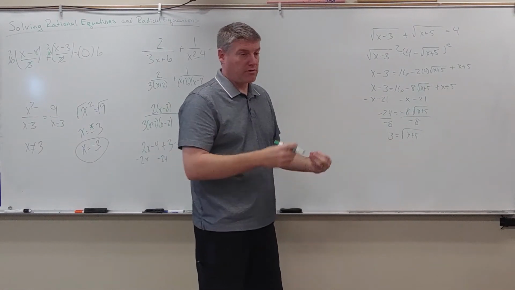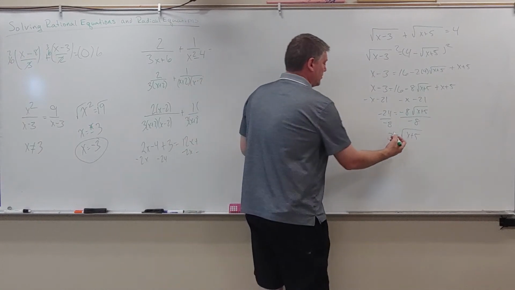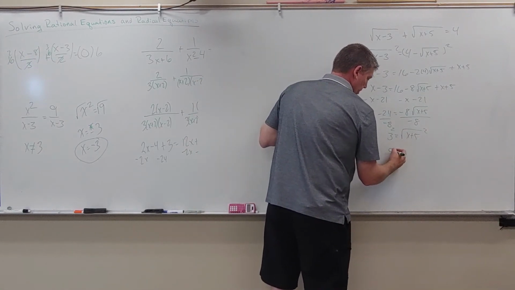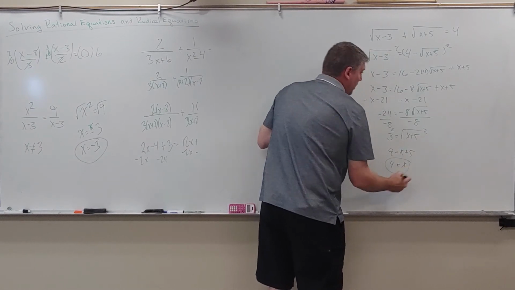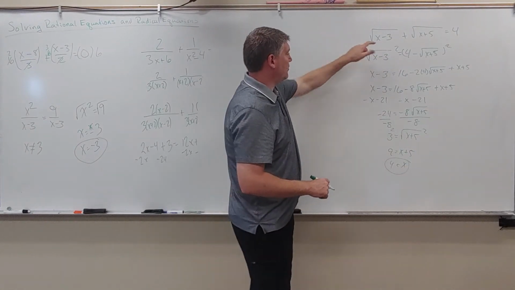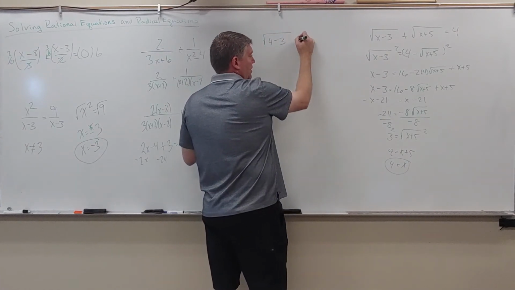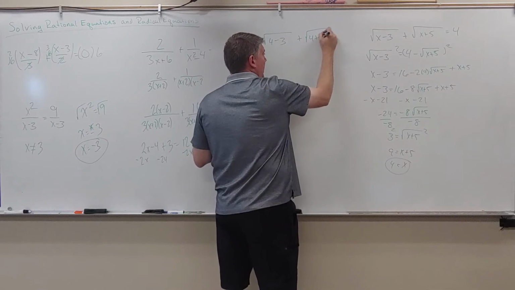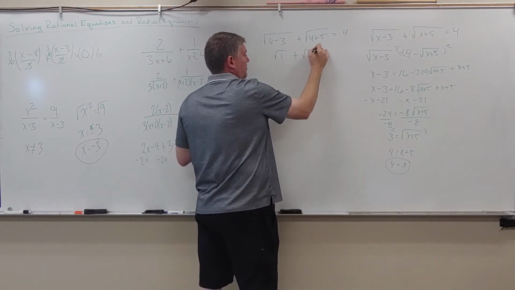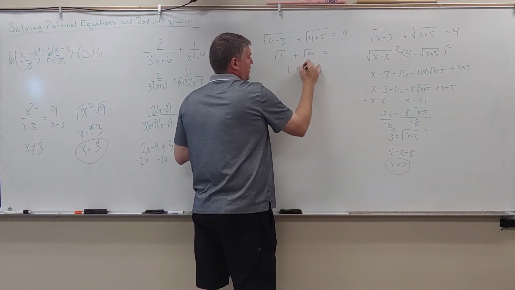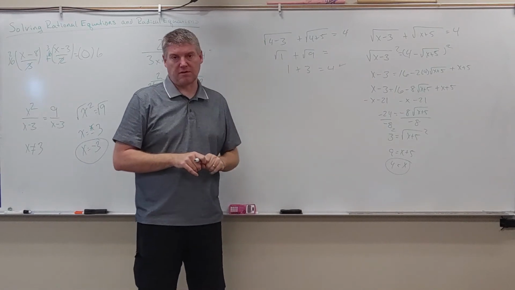Now I have the square root equals some quantity that doesn't have a root. I'm going to square both sides. 9 equals x plus 5, or x equals 4. Test it. So if I plug this back in, I have the square root of 4 minus 3 plus the square root of 4 plus 5. And it's supposed to equal 4, so this is the square root of 1 plus the square root of 9. 1 plus 3 equals 4. That works out. So there's my solution.